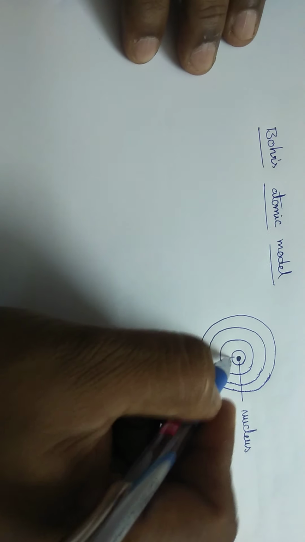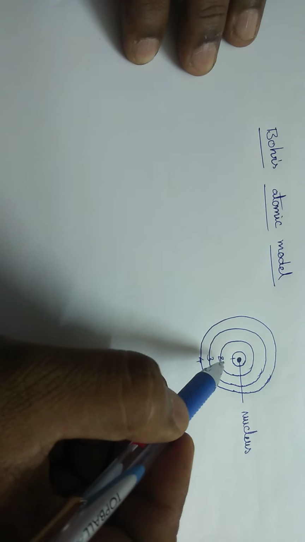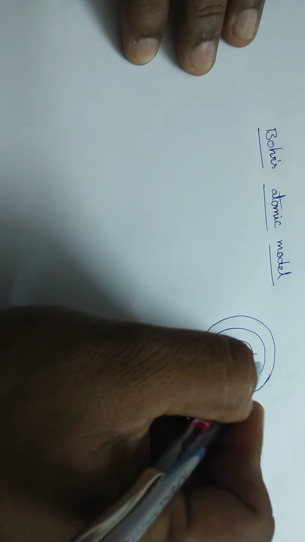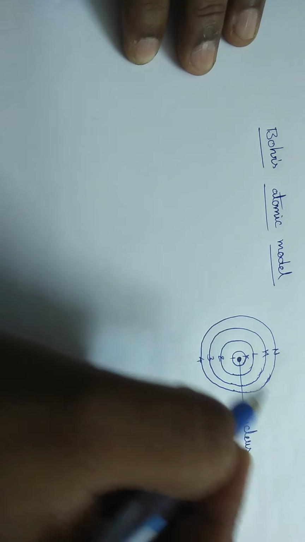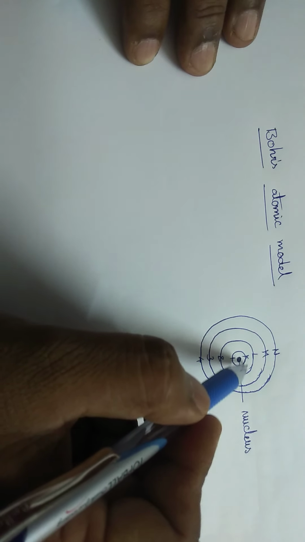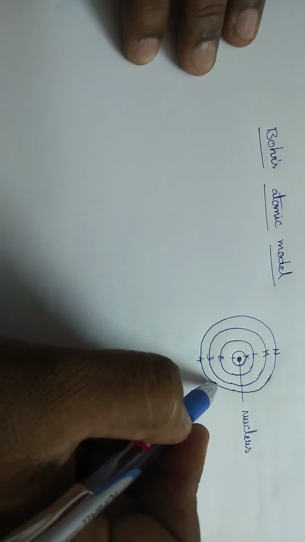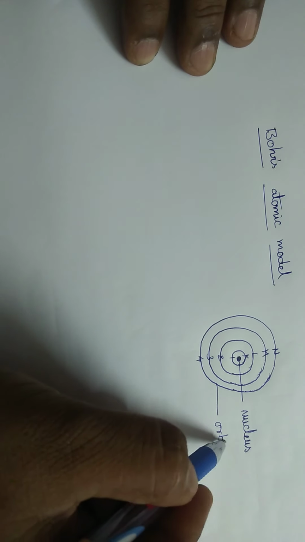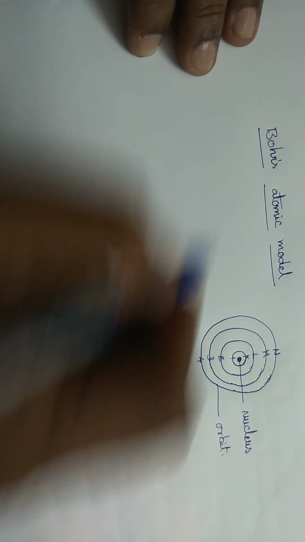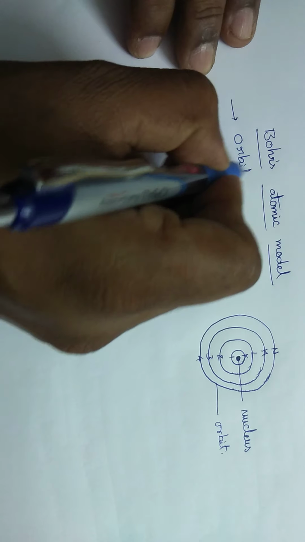orbit. 1 2 3 4, also called K L M N. So an electron which is revolving around the nucleus in a definite circular path is called an orbit. Niels Bohr explained regarding the orbit.